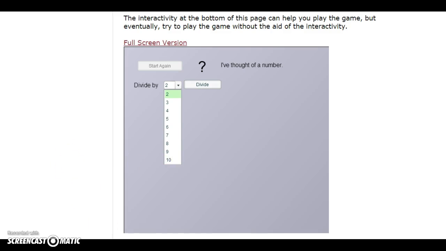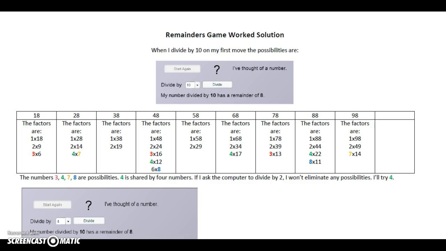I'm going to walk you through a worked solution that I have here. When I divide by 10 as my first move, the possibilities are these. It says that when my number is divided by 10, it has a remainder of 8. So that hint is telling me that the number the computer is thinking of is either 18, 28, 38, 48, 58, 68, 78, 88, or 98.